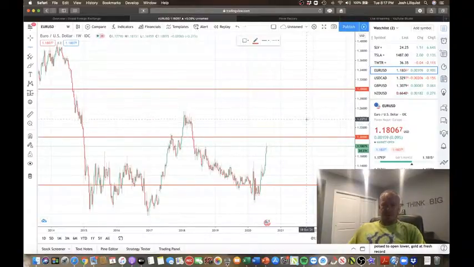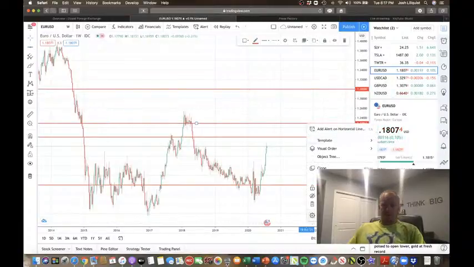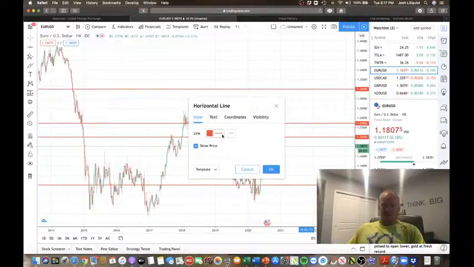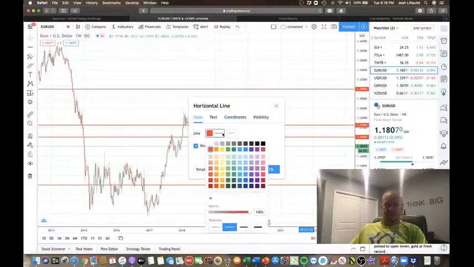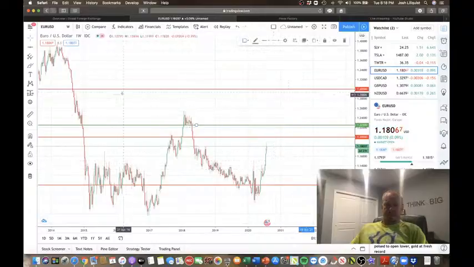Let's go to $1.1250 and mark this in here. $1.1250, that's our hesitation zone. We're going to color that green, so in the future we know what we're talking about when we say hesitation zone. And we'll put the lower one as well.